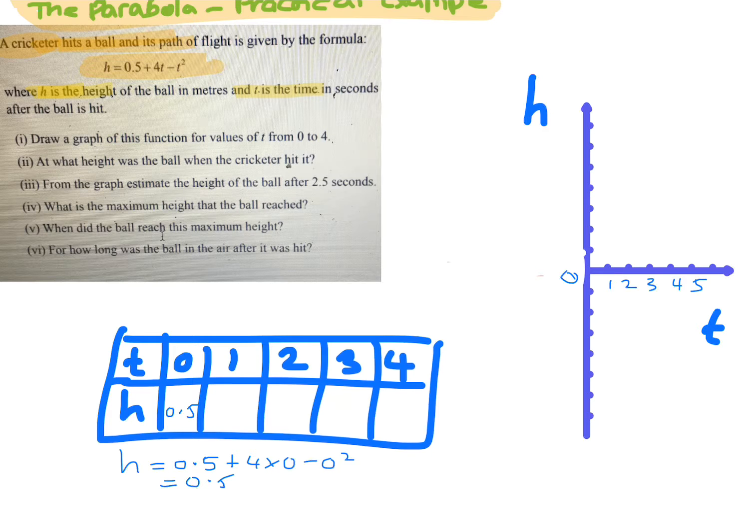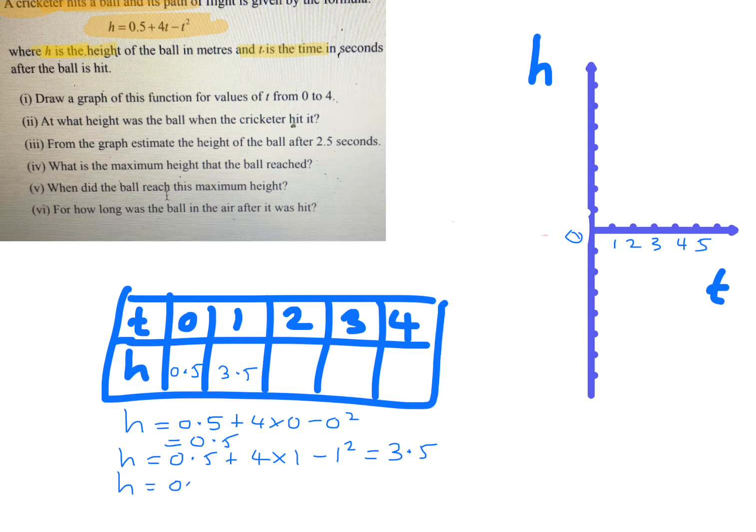So the first one's 0.5, and then you get 0.5 plus 4 times 1 minus 1 squared. So that's 3.5, because 4 minus 1 squared would give you 3. So that would be 3.5. The next one, h equals 0.5 plus 4 times 2 minus 2 squared. That's 8 minus 4, which is 4. So you end up with 4.5.